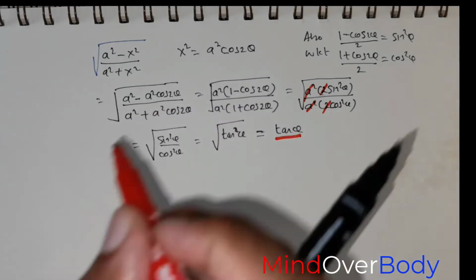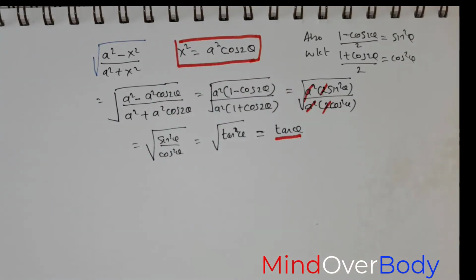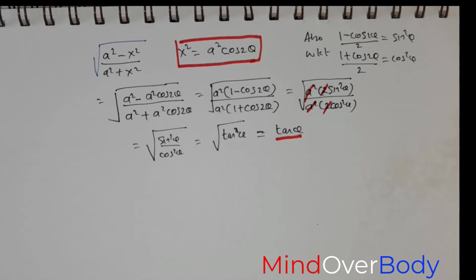So the substitution that you will have to use in this case is x squared equal to a squared cos 2 theta. So that is a very good substitution. So we'll move on to the next topic.